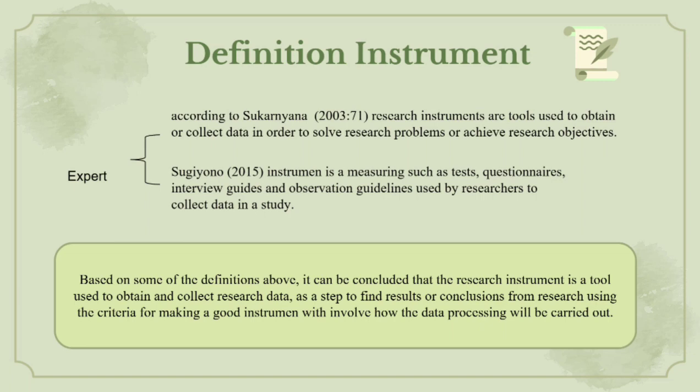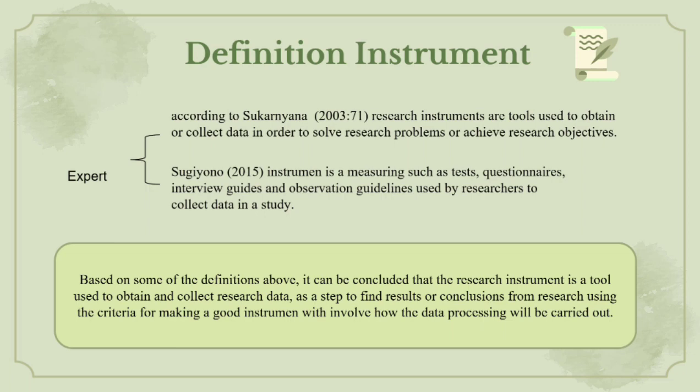Okay, we come to the definition of instrument. Definition of instrument according to the experts. First, according to Sukaryana, 2003:71, research instruments are tools used to obtain or collect data in order to solve a research problem or achieve research objectives. And according to Sugiyono, 2015, an instrument is a measuring tool such as tests, questionnaires, interview guides, and observation guidelines used by researchers to collect data in a study.